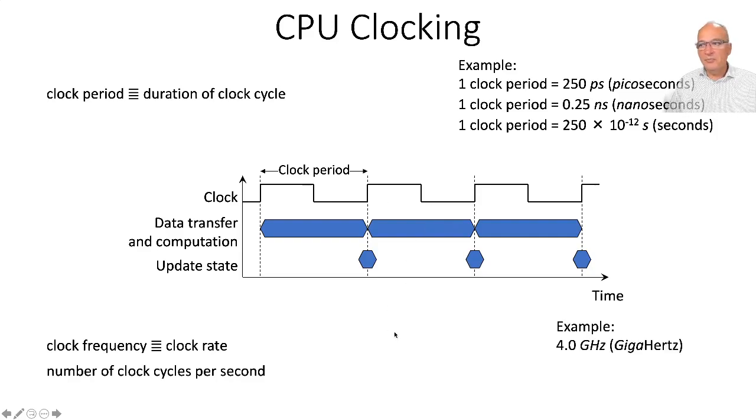For example, you may have heard that a given processor runs at 4 gigahertz. Let's see what it means. What does it mean to say that the processor runs at 4 gigahertz? It is the same to say that it's 4,000 megahertz or 4 times 10 to the 9 hertz. So it means that there are 4 times 10 to the 9 clock periods happening during 1 second.